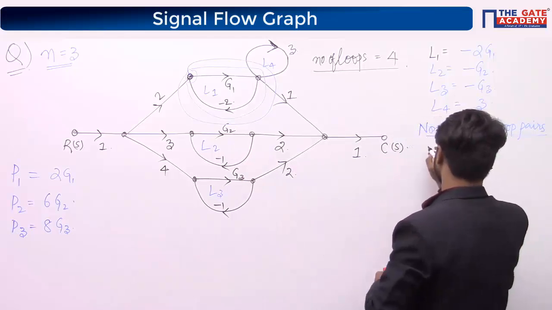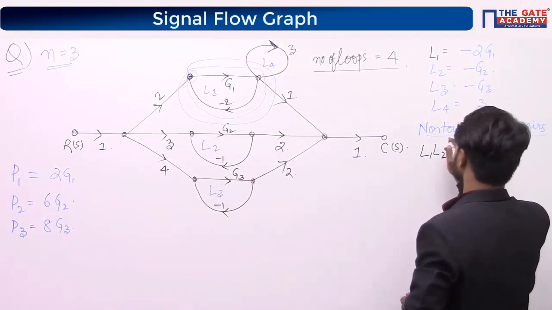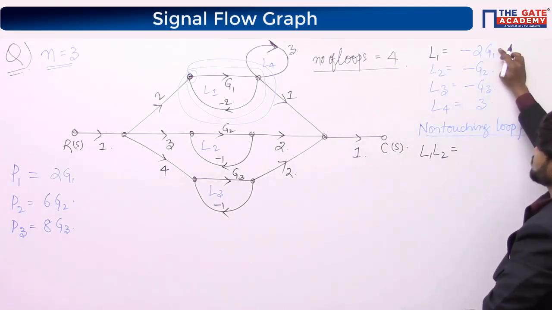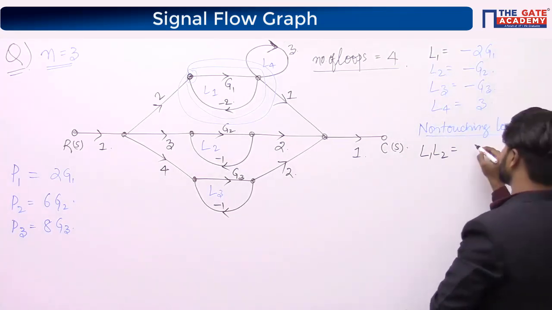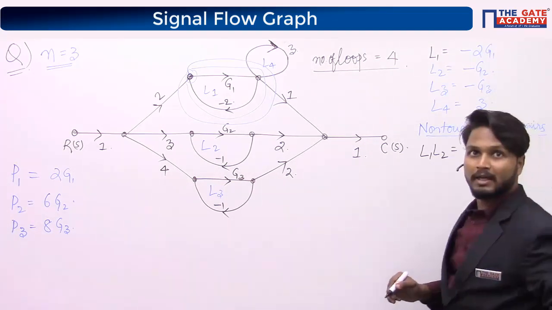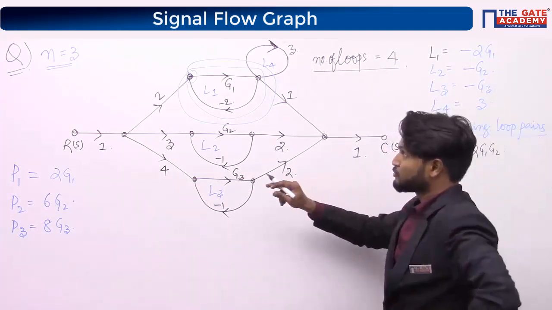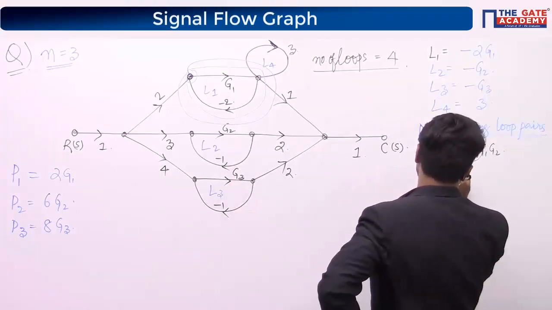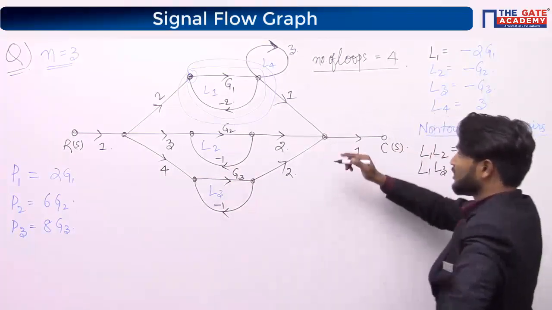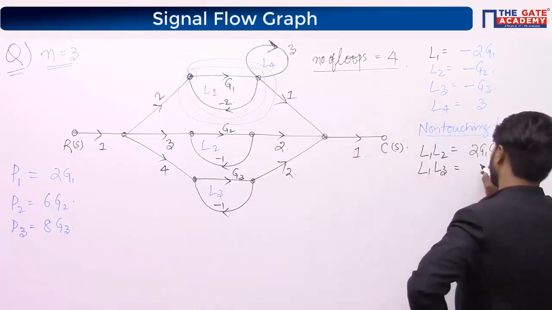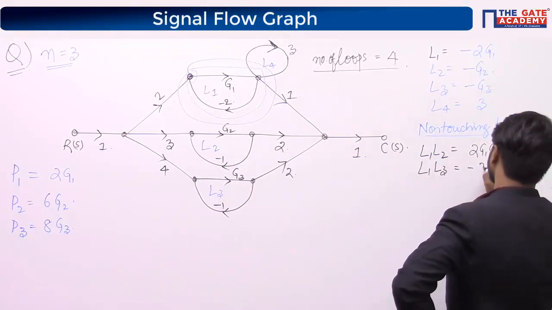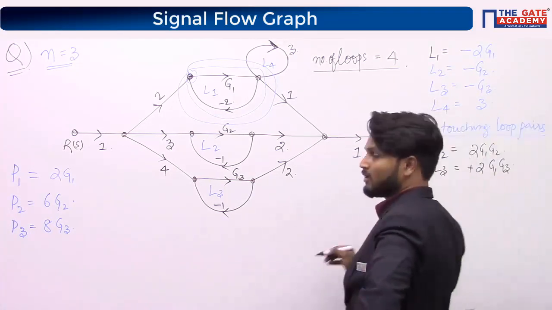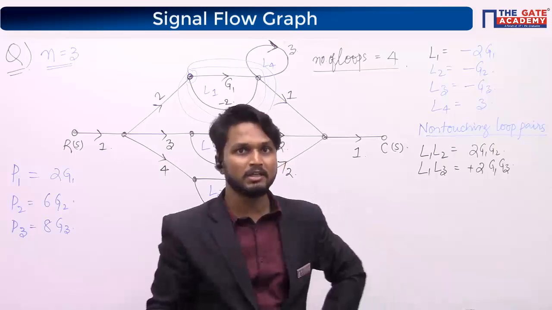So L1 and L2, they are not touching, right? You can write L1, L2. So what is the product of L1, L2 going to be? L1, L2 is equal to minus 2g1 into minus g2. It is 2g1 g2, right? So what are the next two loops which are not touching? L1, L3. L1, L3, that is minus 2g1 into minus g3. It is plus 2g1 g3, right? So what other loops are not touching?